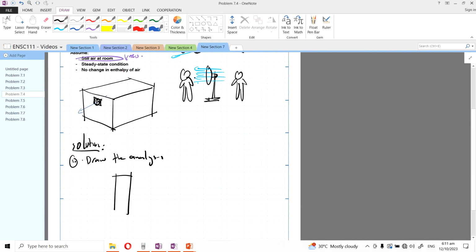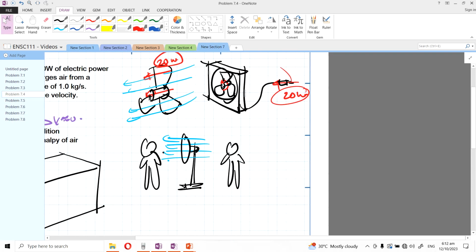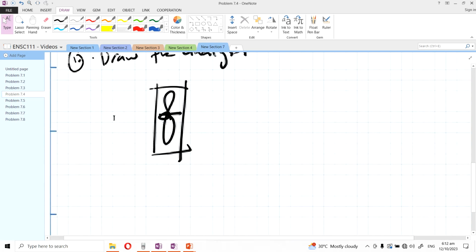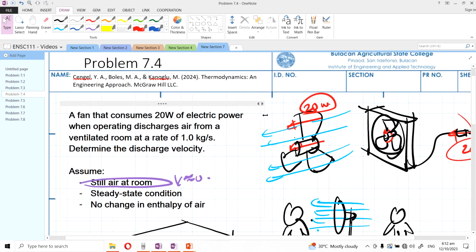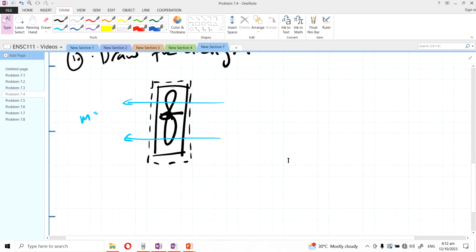So let's say here's our fan. Actually, the substance is air. The substance is what's going in and out. But anyway, I'll use the fan. So that's our system. Then specify the boundaries. We have movement of air here. So we have air moving, and the data is m, the mass flow rate, of 1.0 kilograms per second.